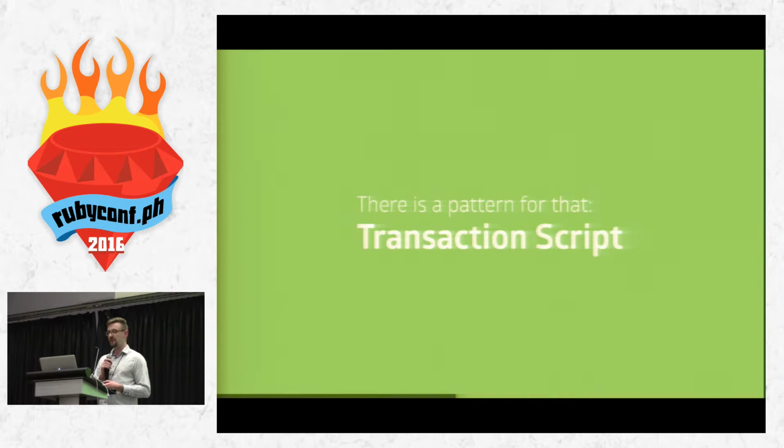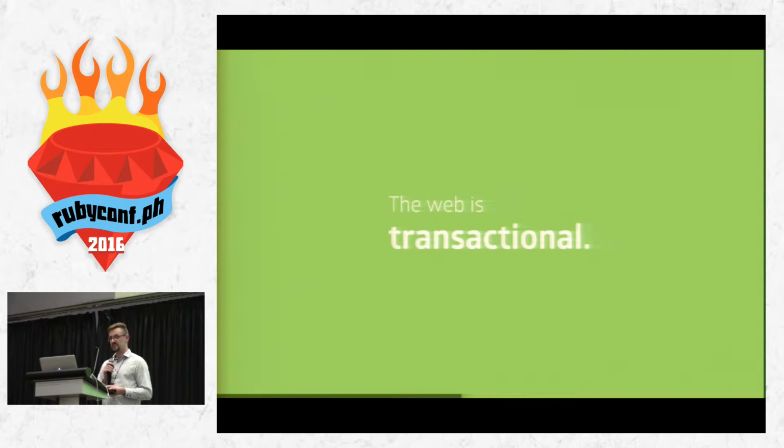There's actually a pattern for that called transaction script, and it has been defined by Martin Fowler, the same person who also defined active record. The reason why transaction scripts can be easily deployed in a Ruby on Rails application is, first, that the web is actually transactional, and the whole idea of a transaction script is that a piece of code is triggered and models an entire use case. In the context of a Rails application, this means we receive a request, we then execute a particular transaction, and finally return the result to the user.